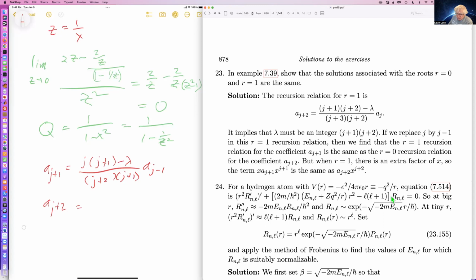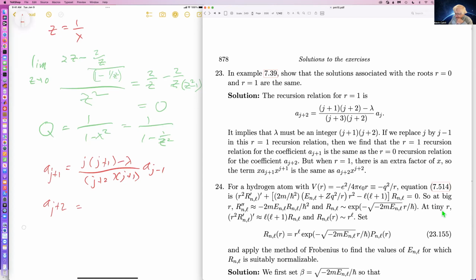And there's a hidden r squared here. There's an r squared here and an r squared there. And so your equation is R double prime is a constant times R, a negative constant times R. And so R has to be given by this structure.